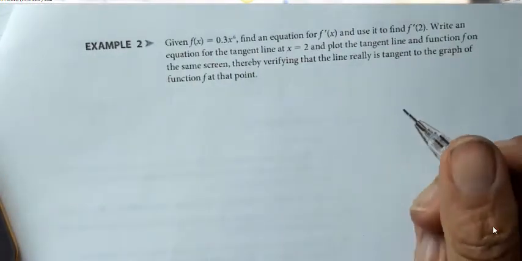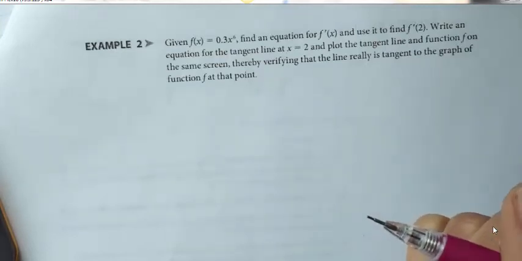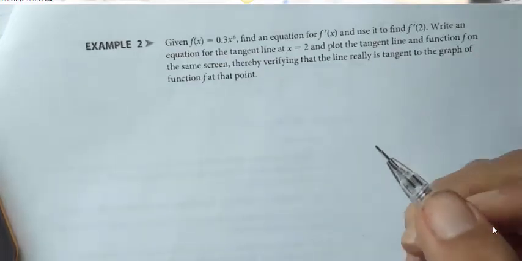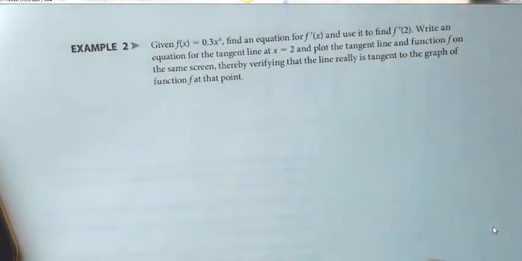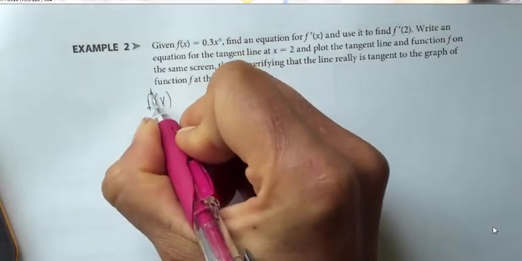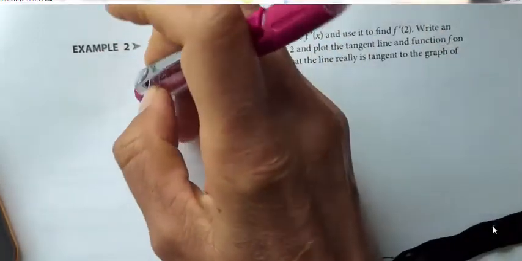Given f of x equals 0.3x to the 6, find an equation for f prime of x and use it to find f prime of 2. So just like what we just did down below. So f prime of x, sorry, that's a prime.